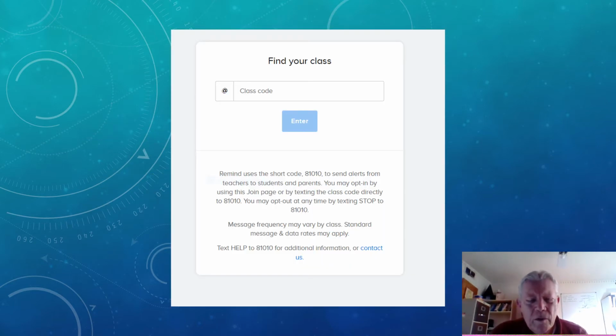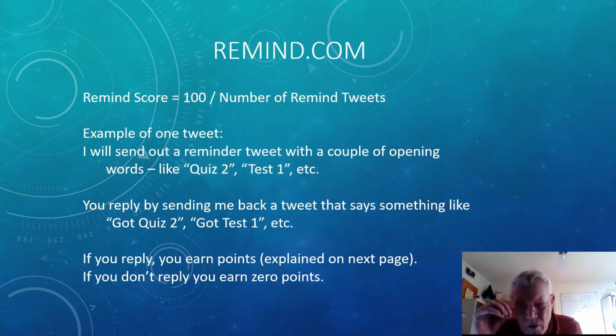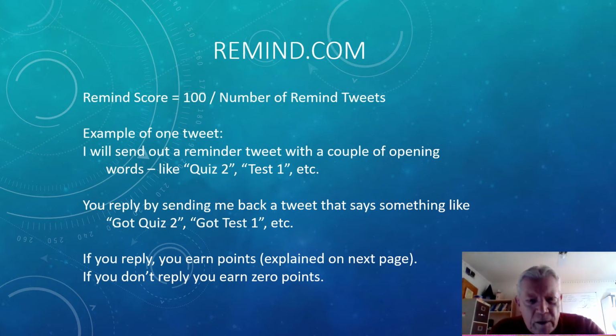Here's a screenshot I took of the page that you'll see when you go to that website, remind.com/join, and there's where you put the class code. So we're going to count up points for these Remind messages, and the Remind score is calculated as 100 divided by the number of Remind tweets. I'm calling them tweets. I'm referring to the Remind messages that are quite short, kind of like tweets. But more about the points on the next page.